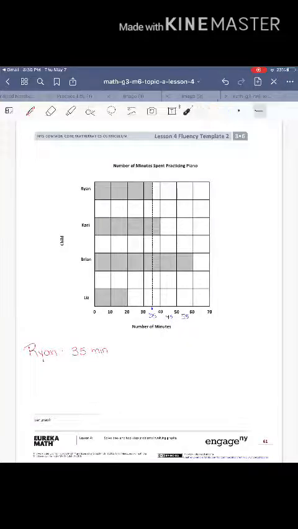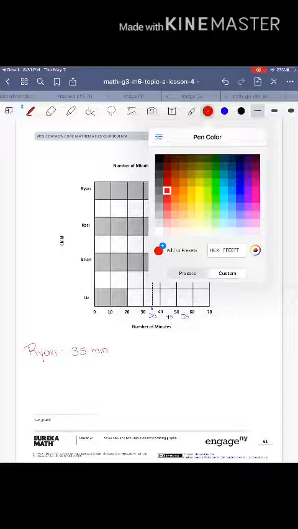Okay, let's move to the next one. Carrie. How long was Carrie practicing the piano? So if each one of these squares is worth 10, so 10, 20, 30, and 40, because the shade is complete, right? So I just write Carrie.